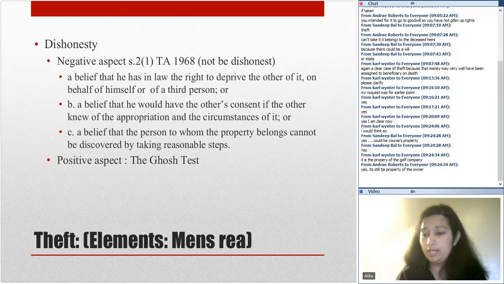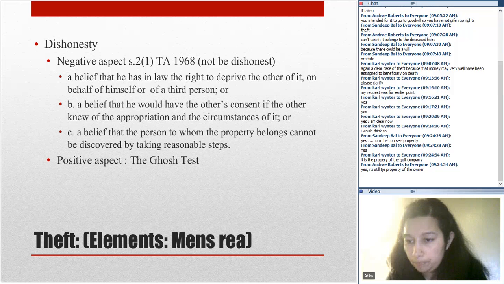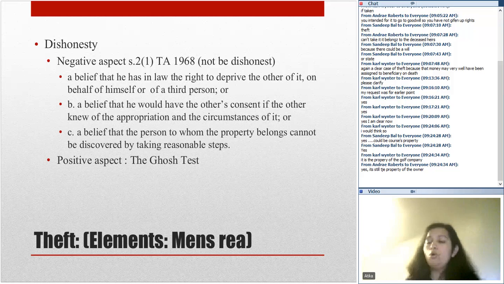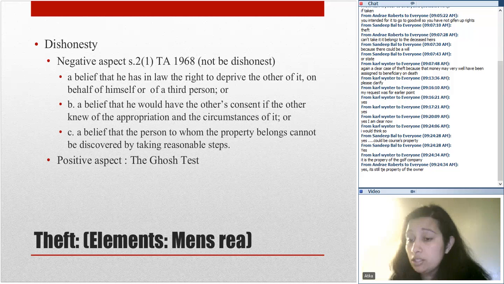What is the Ghosh test? Let's check my notes here real quick. Okay, the Ghosh test is that the jury must consider whether what the defendant did was dishonest according to the ordinary standards of a reasonable and honest person, the objective test. We have read about objective tests so many times. They are really dividing this test between the objective standard and the subjective standard.